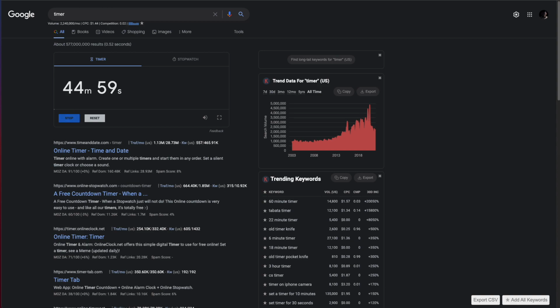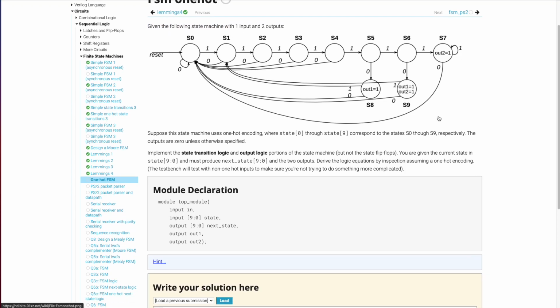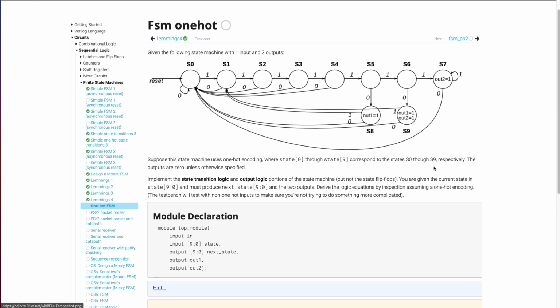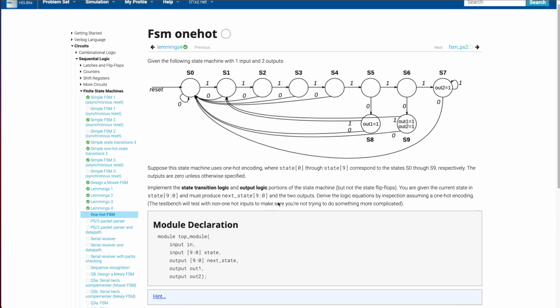Hardware. Let's go. FSM 1 hot. Following state machine, 1 input and 2 outputs. Suppose state machine 1 hot encoding, where states 0 to 9 correspond to this. The outputs are 0 unless otherwise specified, so 8, 9, and 7. Implement the state transition and output logic portions.